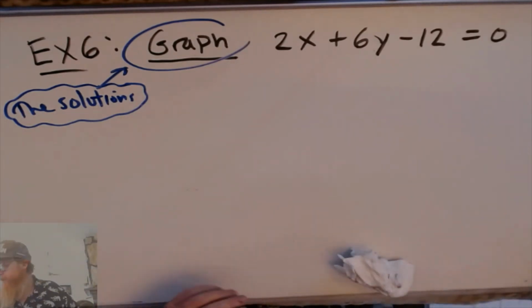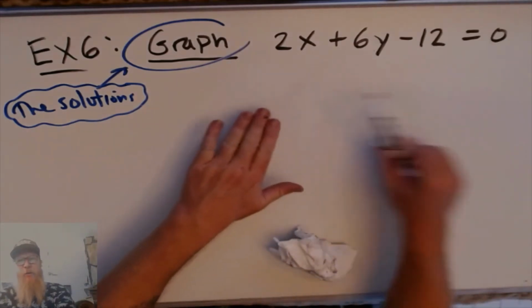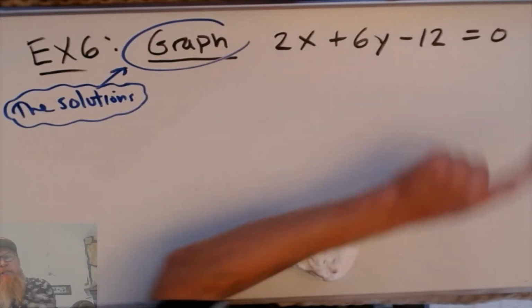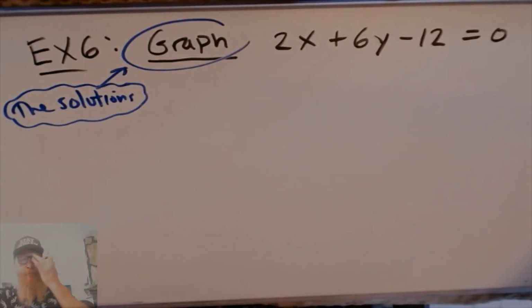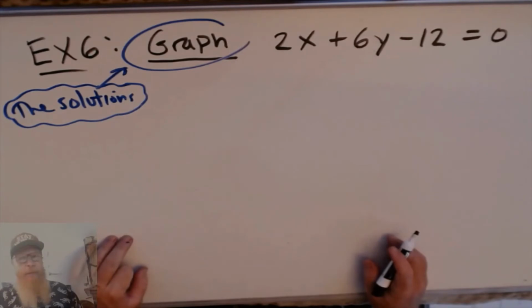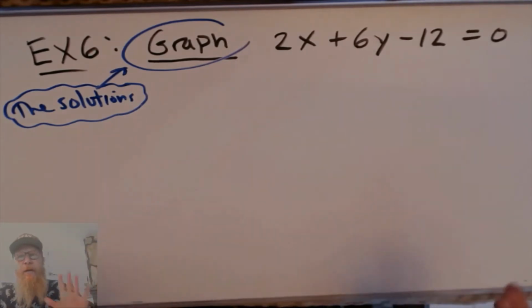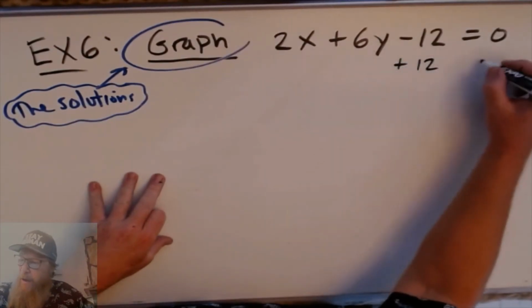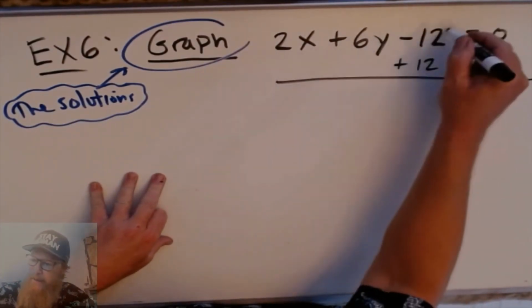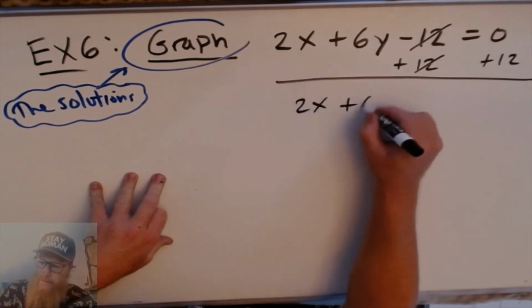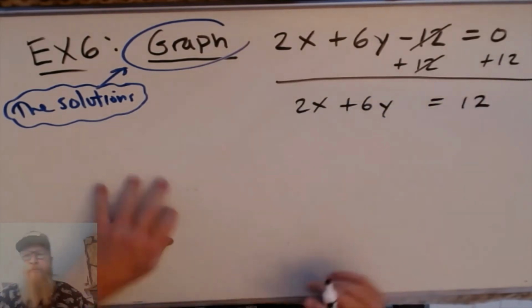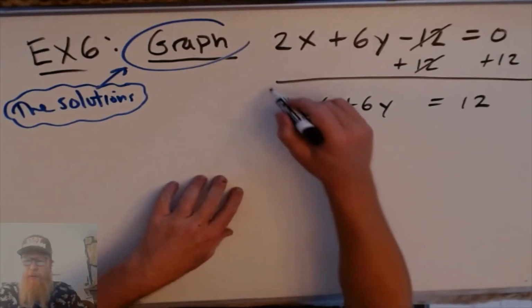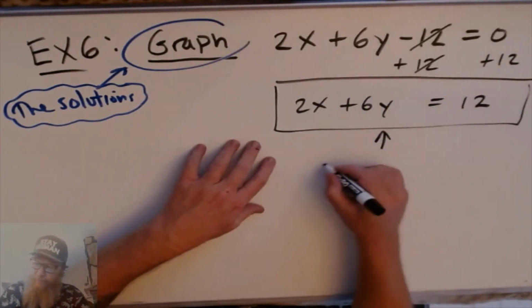So we have a two-variable equation. This one's a little bit different. It says 2x plus 6y minus 12 equals 0. We're going to go ahead and rewrite this a little bit. I like to move the 12 over to the other side. Now, this is what we call standard form.